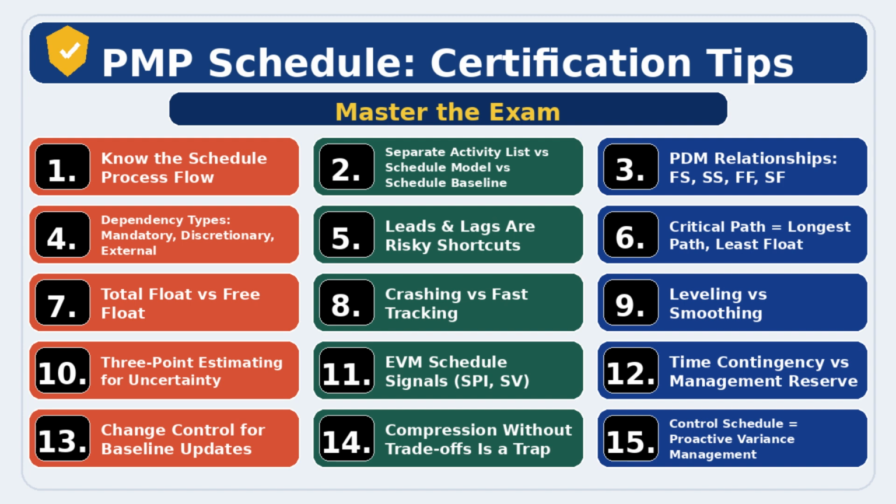Critical path is the longest path, least float. Critical path can change after updates. Don't memorize it once. An example scenario here. A non-critical activity slips but consumes float. May become critical later. Total float versus free float. Free float protects successors. Total float protects the finish state. A mini scenario. Delay impacts successor start.